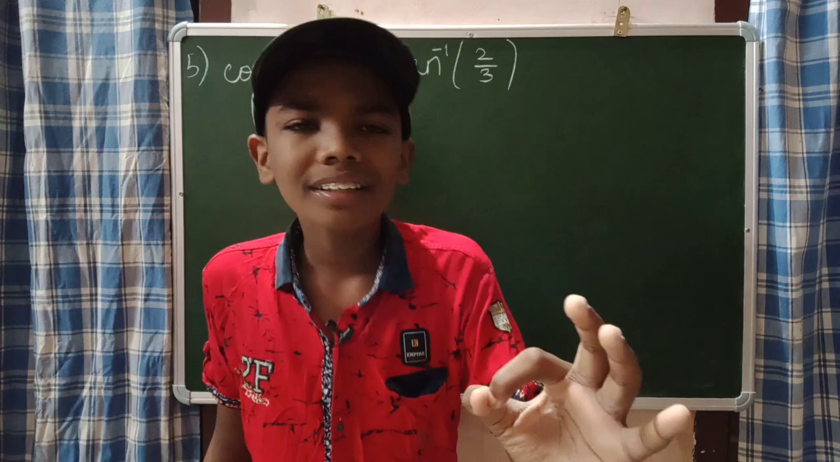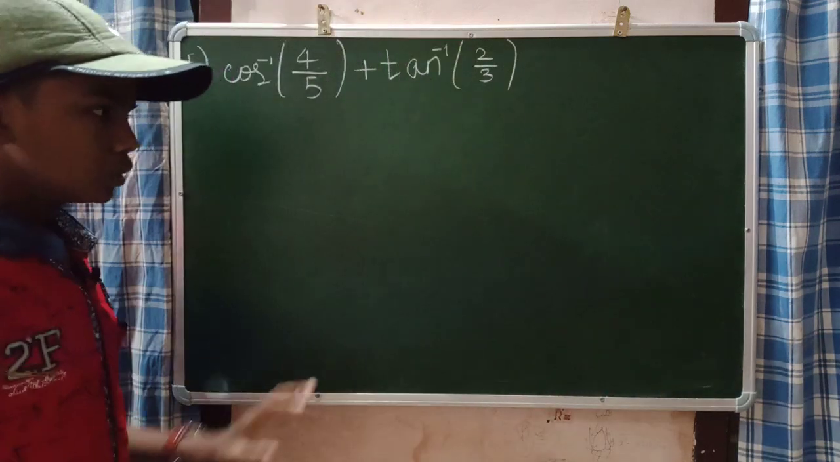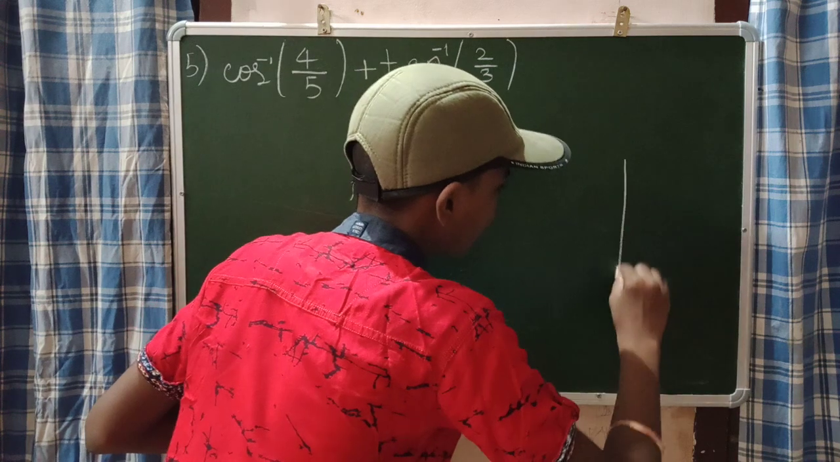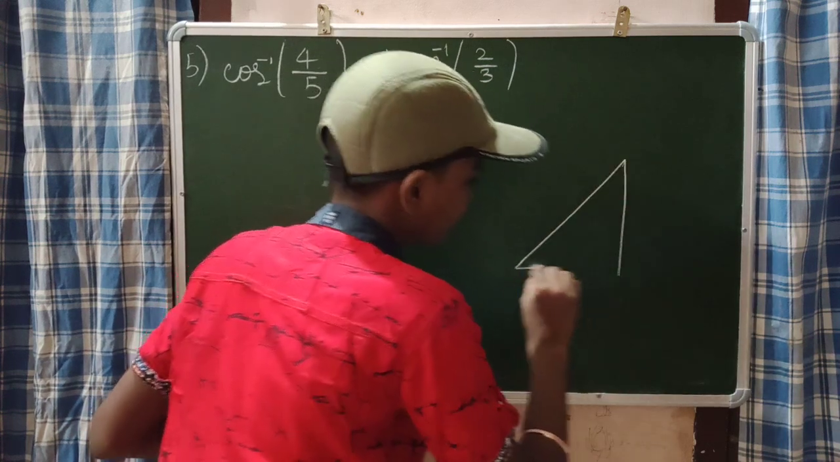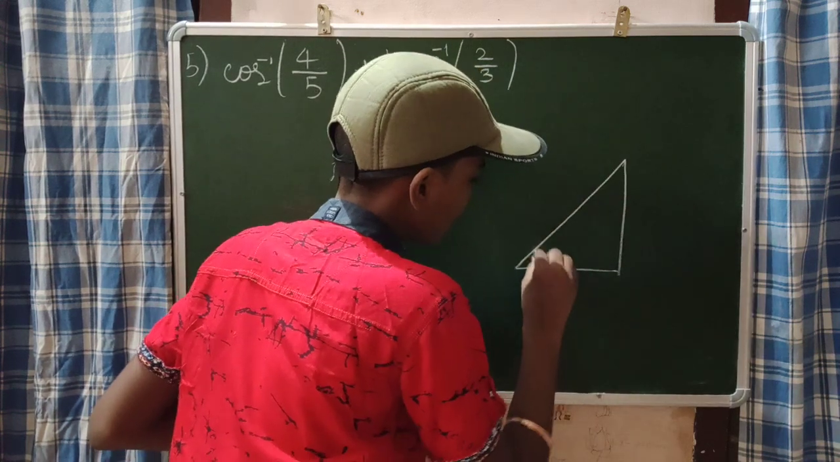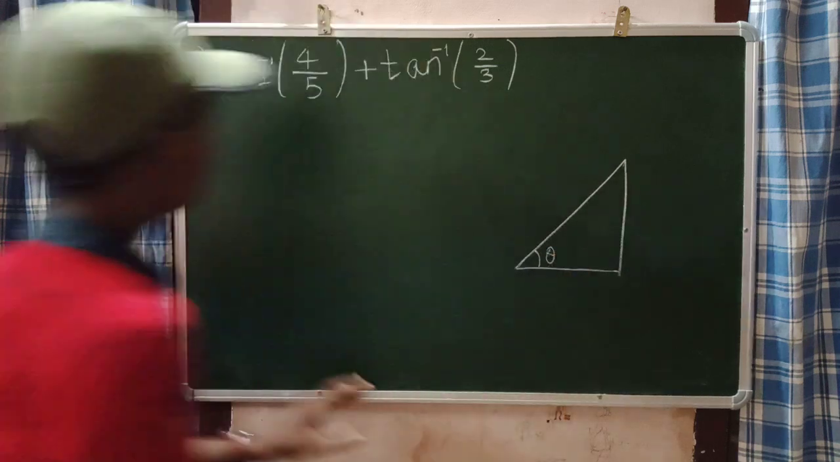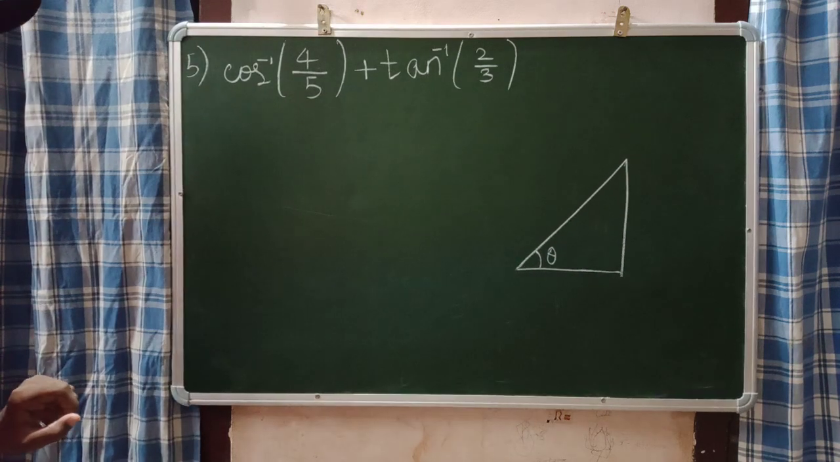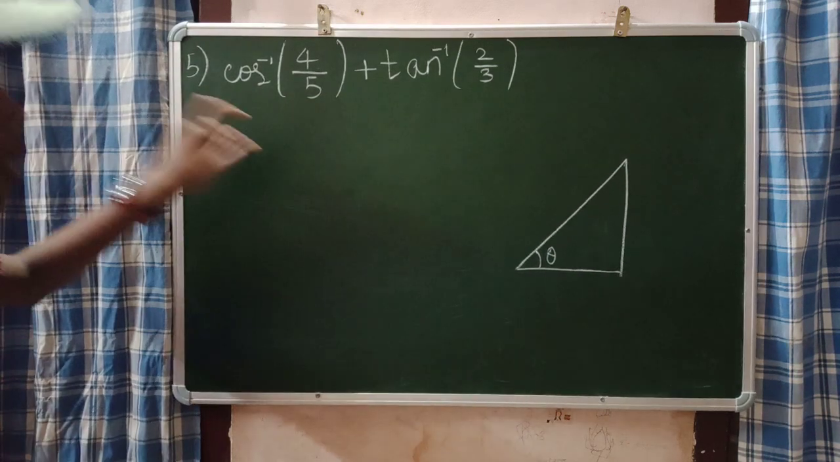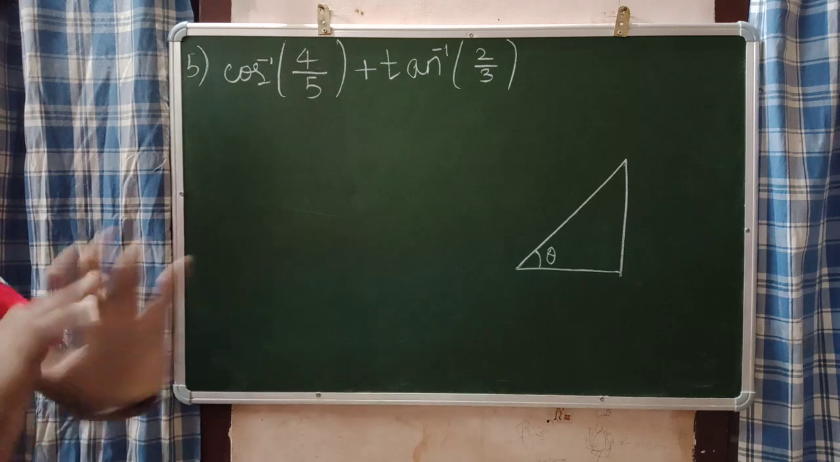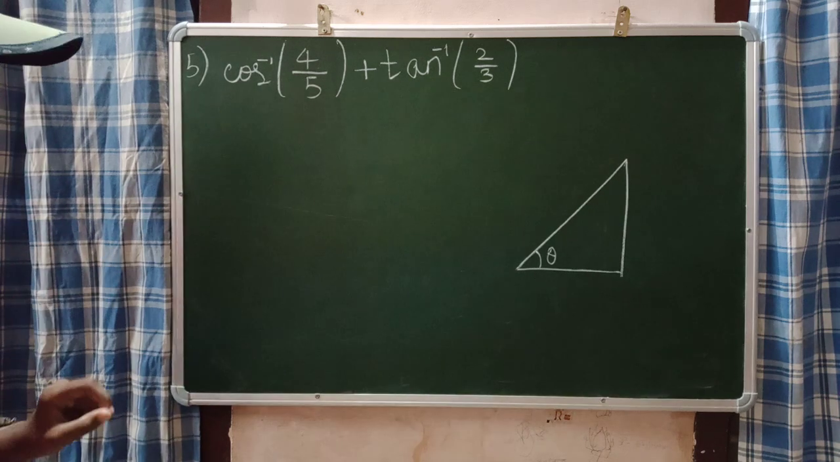So that is the same thing which I'm going to do now. Let me draw a right angle triangle. This is a right angle triangle which we are having. Now let me mark this angle as theta. They are giving cos inverse of 4 by 5. That means cos theta is equal to 4 by 5.